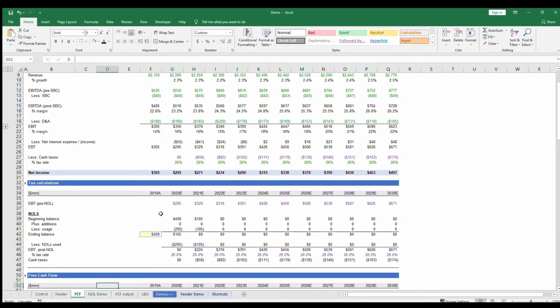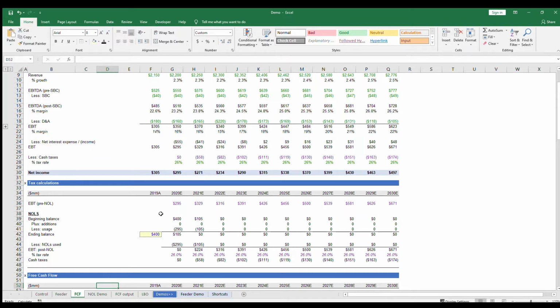A common example is an early stage tech company that has racked up years of losses that it can't monetize, but a larger, more profitable company that acquires it could use to lower its taxable income. Now we'll go over how to model these.